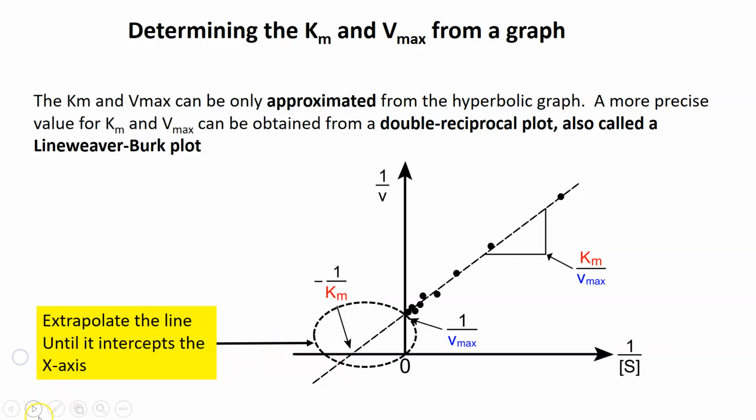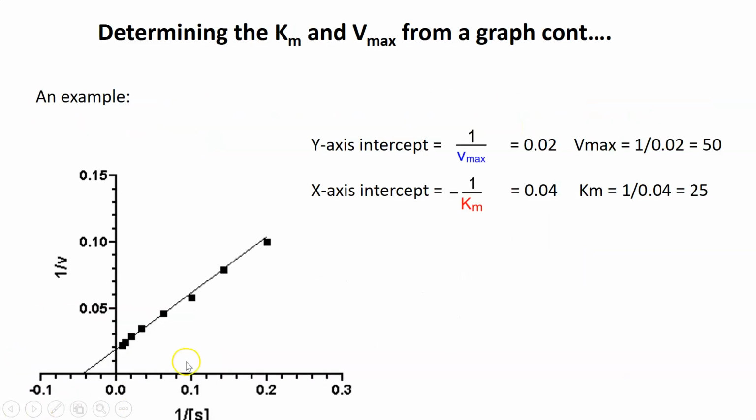So if we take this example here, we've done a double reciprocal plot and extrapolated the line, so now it intercepts both the y-axis and the x-axis. At the y-axis, it intercepts roughly at 0.02, so 0.01, 0.02, 0.03, 0.04, 0.05. It's not quite there, but let's say for simplistic reasons that it intercepts at 0.02. Because it's one over Vmax, you would do 1 over 0.02, which gives you 50. So this is Vmax, that's the value you get.